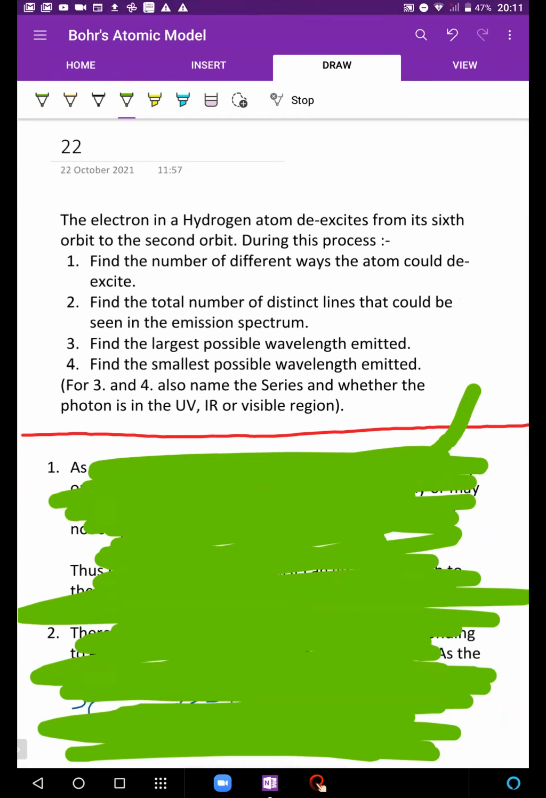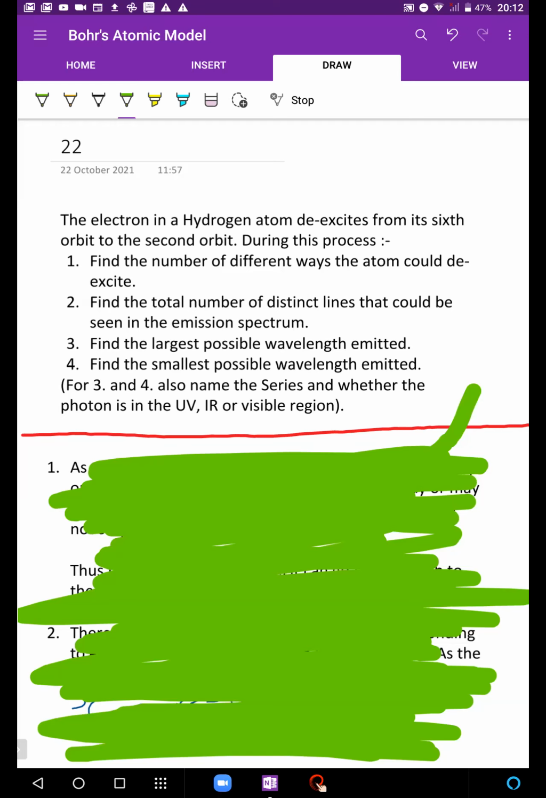I'm surprised अब तक नहीं हुआ है, but can you try this? Okay, so I can't imagine them complicating Bohr's atom. The only place where I see they can ask a few interesting questions would be using PNC. So the first 2 questions are going to involve PNC. Third and fourth are super easy. Just answer all 4. Electron in the hydrogen atom de-excites from its 6th orbit to the 2nd orbit. During this process, find the number of different ways the atom could de-excite.